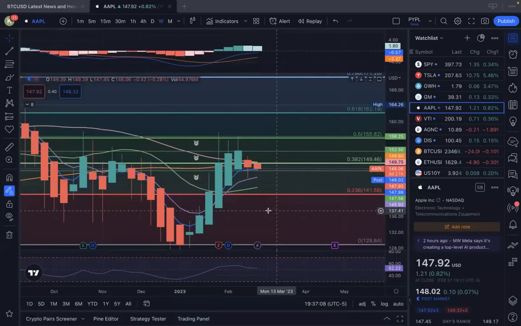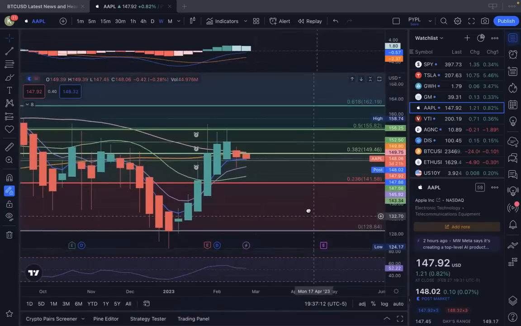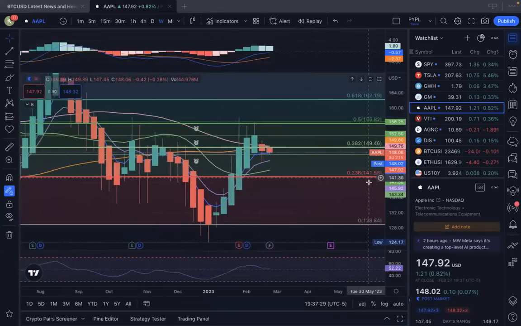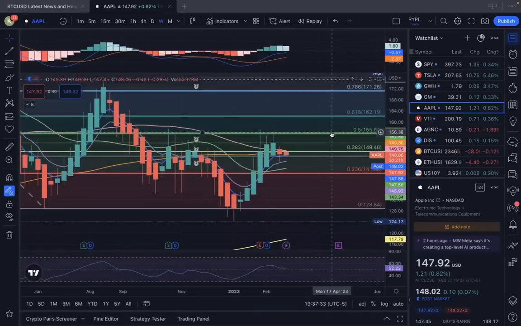Based off of this chart, the weekly time frame, it looks like it's going down. Looks like it's going down like this. And I'm wondering if it's because of this 156. Yeah, I don't think it's gonna make it.